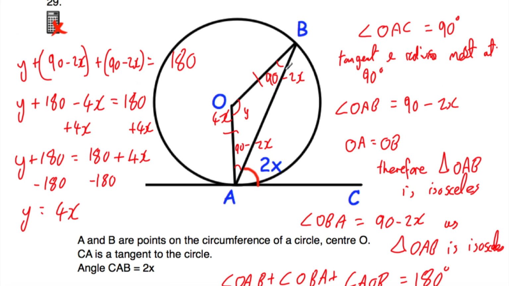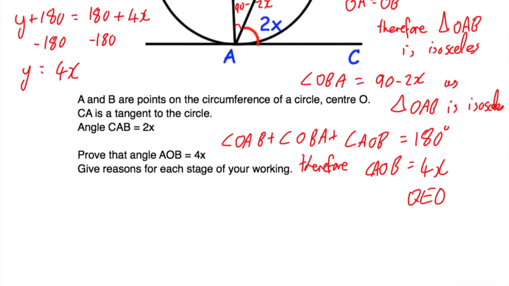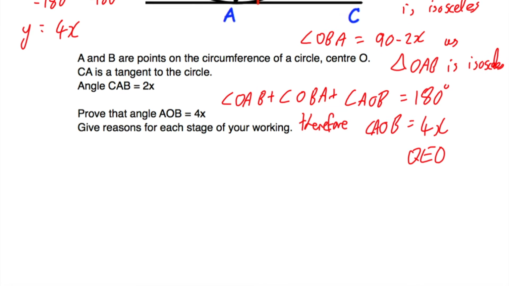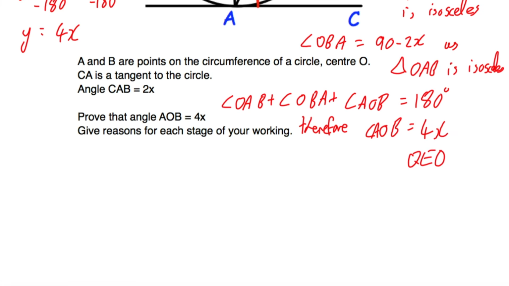And we could check our answer. If we had these angles in the triangle, 90 minus 2x, 90 minus 2x, if we add them together we get 180 minus 4x. So this would have to be 4x so that we get 180 degrees altogether, and that's it. So we've been asked to prove that angle AOB is 4x, and we've done that.